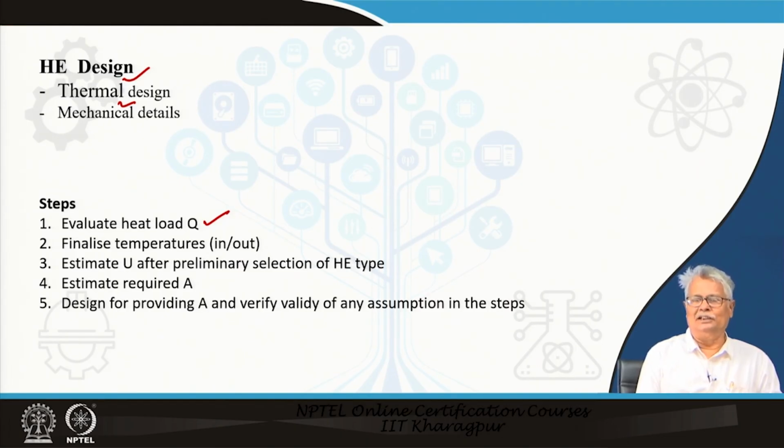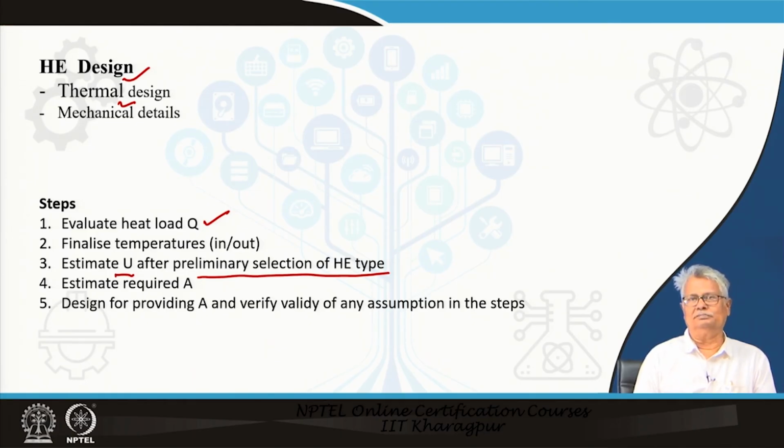Next, you have a preliminary selection of the heat exchanger type, whether you are going to have a coil, or a double pipe exchanger, or a shell and tube exchanger. Based on whatever you decide, you go through the steps, find out the overall heat transfer coefficient U, and you get an estimate of it.